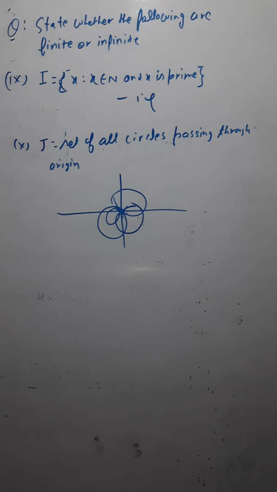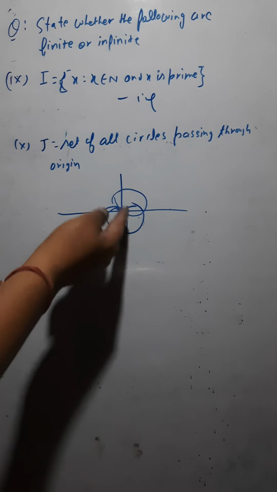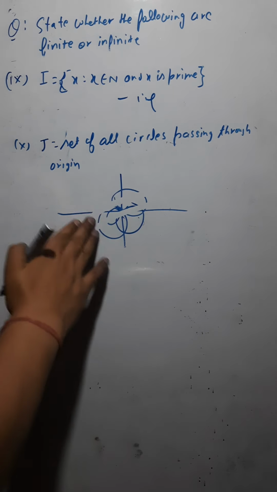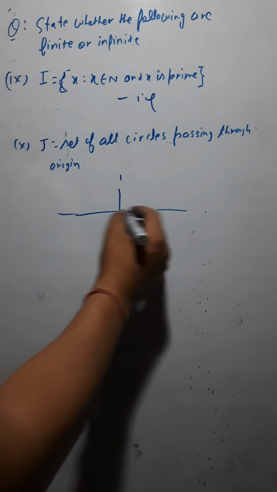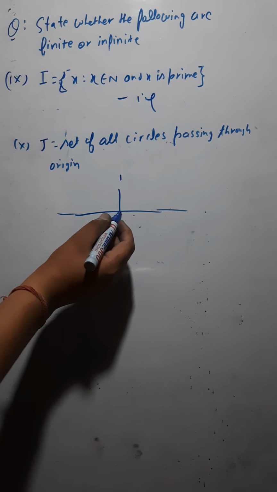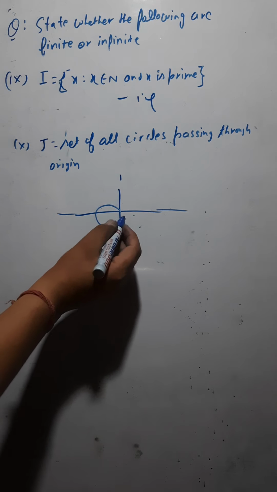Okay. Now if you see the number of circles which are passing through the origin, hence again you would be getting the infinite number of circles that are going to pass through the origin. Are you getting it or not? Means all the circles have to pass through the origin. Means let's say this is the circle and this is passing through origin. Look, this is the origin.